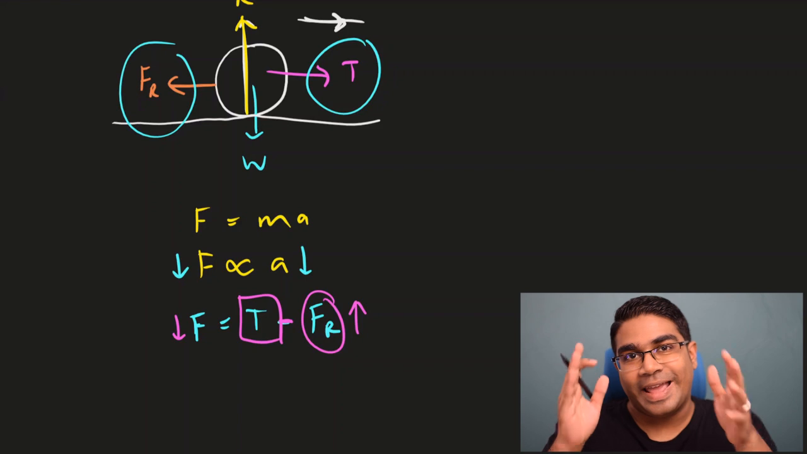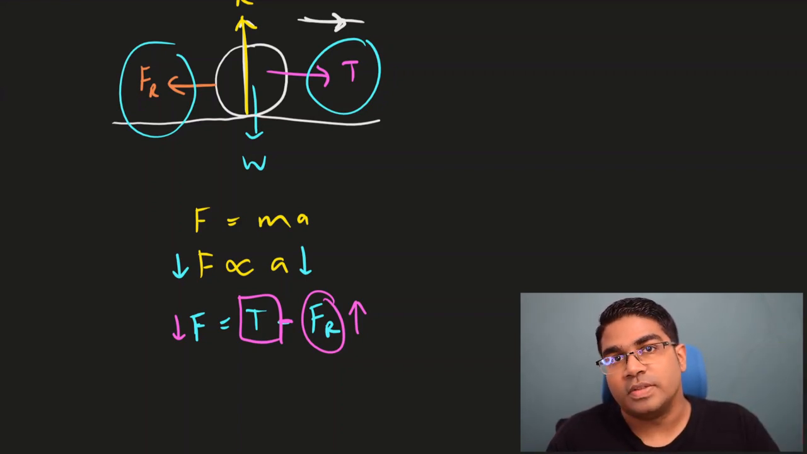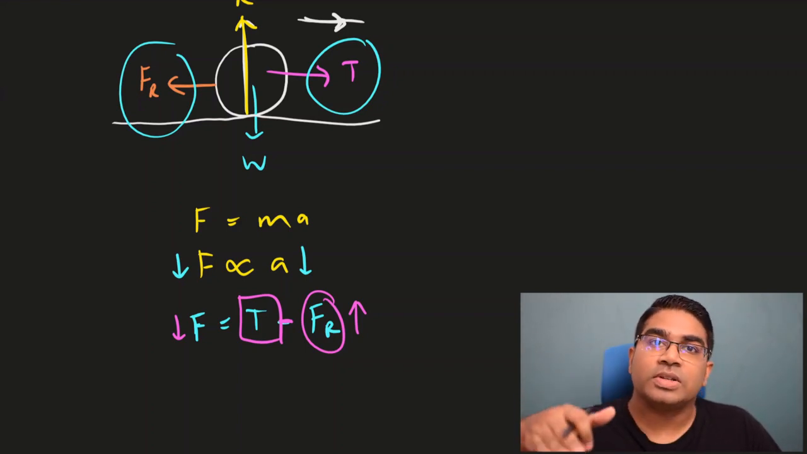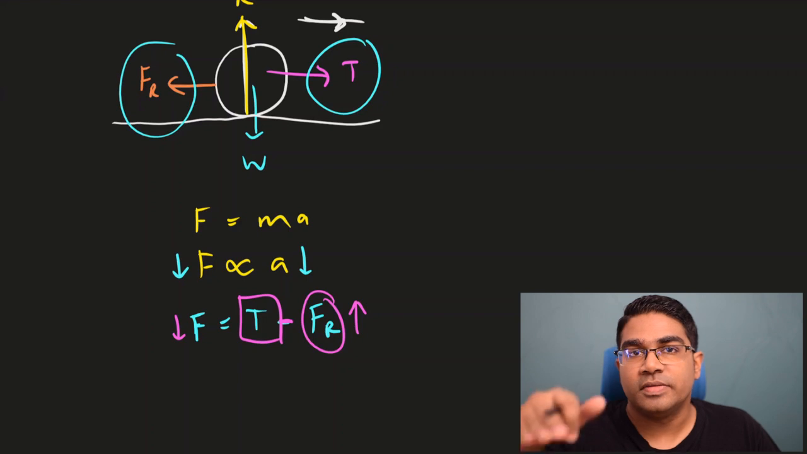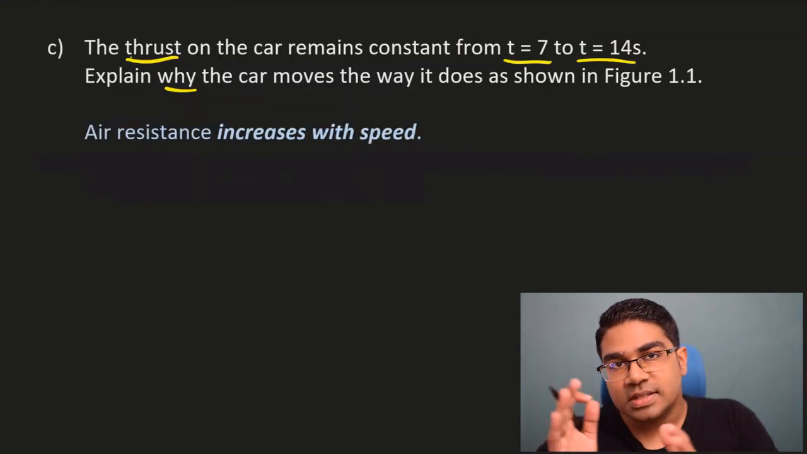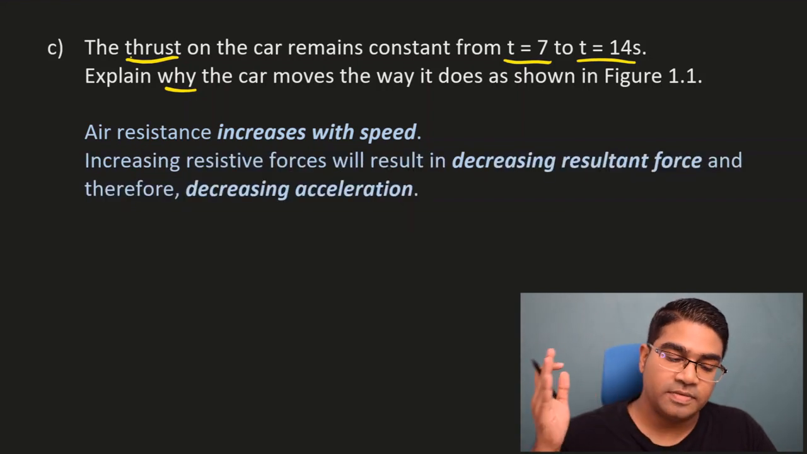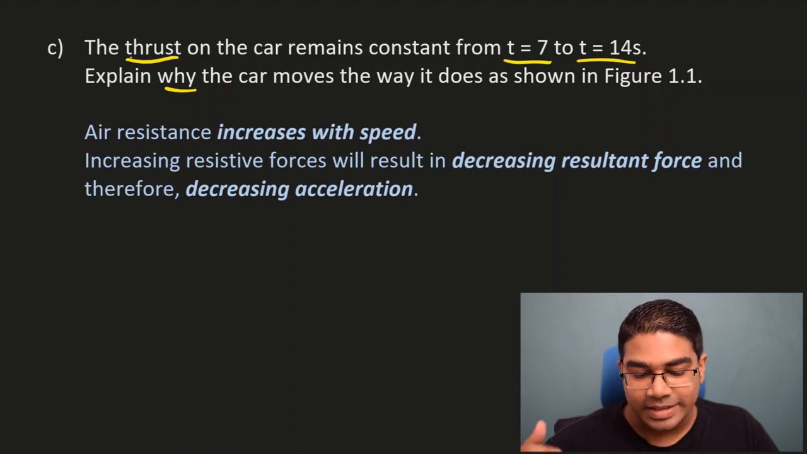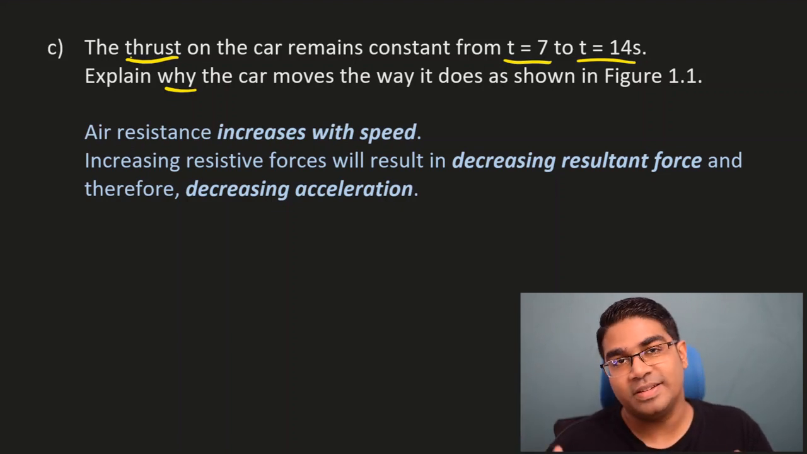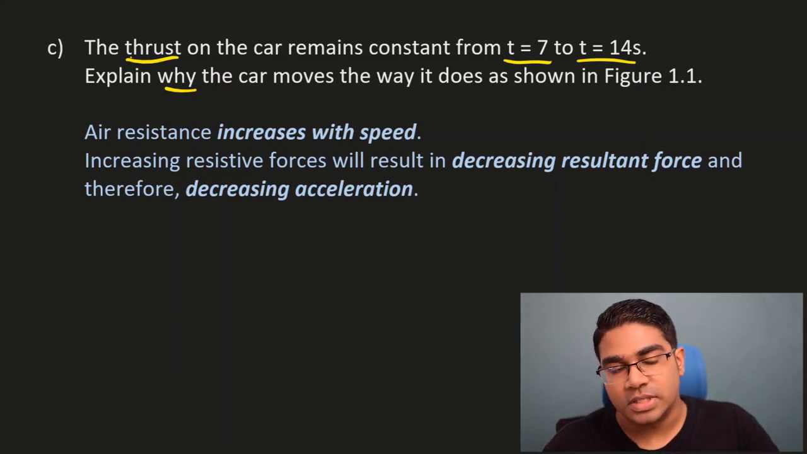We have to remember that air resistance is directly proportional to the velocity of the object, v squared in fact. So when the velocity of the object increases, the value of air resistance increases as well. So air resistance increases with speed. This will mean increasing resistive forces, which will result in decreasing resultant force and therefore decreasing acceleration. So this is how you tie everything together for this question.